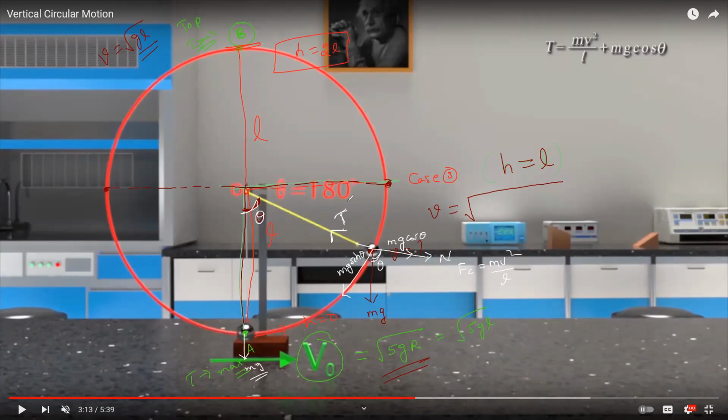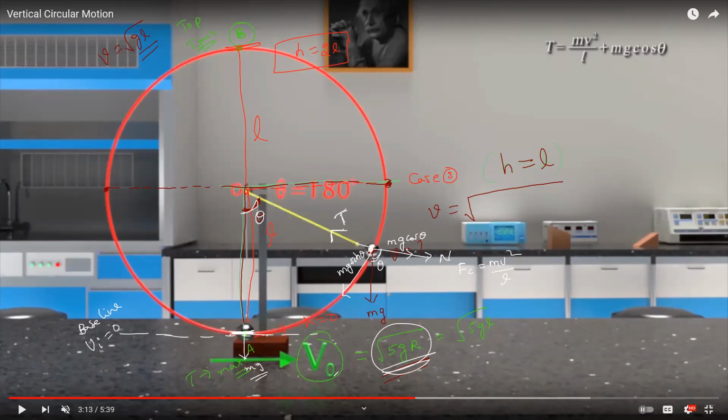Okay. Now let us find it by the law of conservation of energy. We will find it at this point. So as we know, the body has an initial velocity. What is the initial velocity? We already calculated: root over 5gr. Yes or no? So as it is the baseline, what is the initial potential energy? Zero.